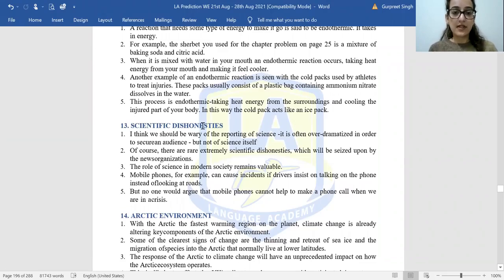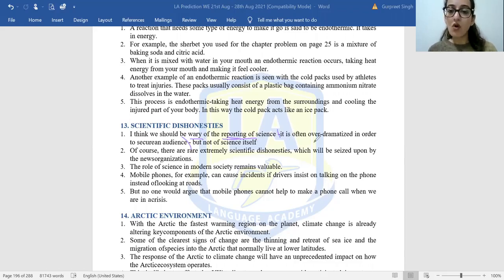All right, scientific dishonesties. I think we should be wary of the reporting of science. It is often over-dramatized in order to secure an audience, but not of science itself. So what we should mark is we are talking about reporting of science. If we leave the hyphen part, this says we should be wary of reporting of science, but not of science itself. So they are saying reporting of science. Wary of means we should be kind of cautious of. Very basic meaning can be we should remain cautious of the reporting of science.